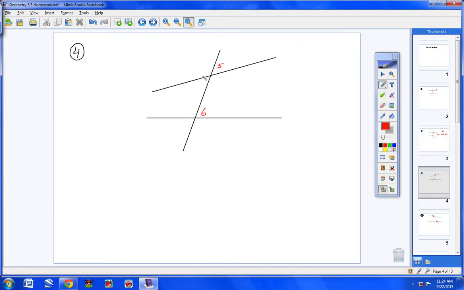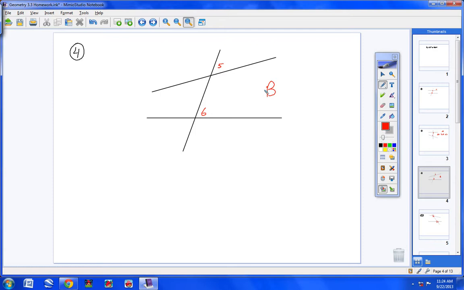All right, now number 4. Notice we have this angle here is above this line. Notice this angle here is above this line, and they're both on the same side of the transversal. They're on the right side of the transversal. Whenever that happens, we call those angles corresponding angles. Corresponding angles, and that would be answer B in your book there.